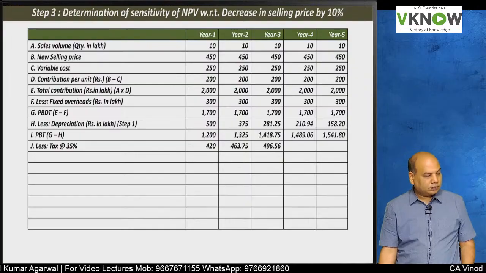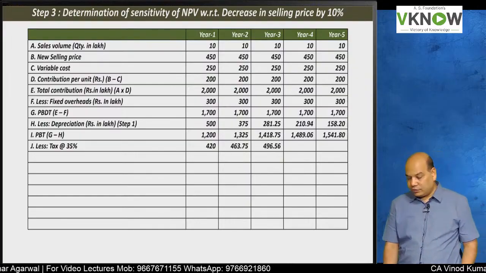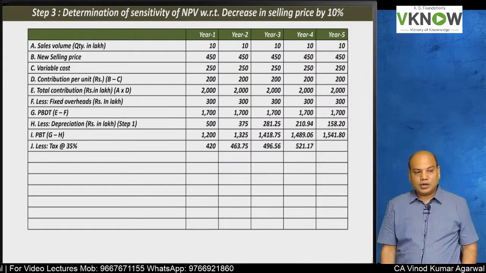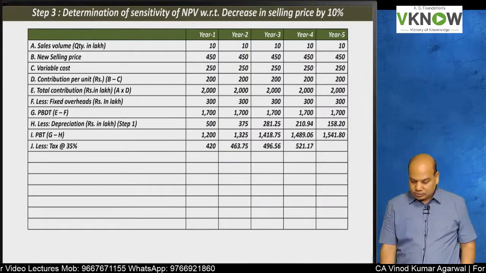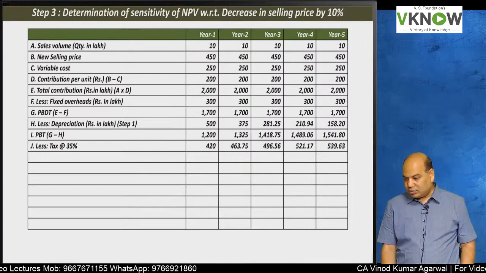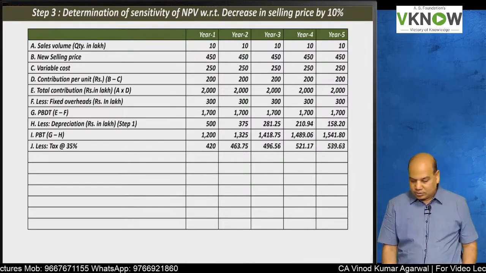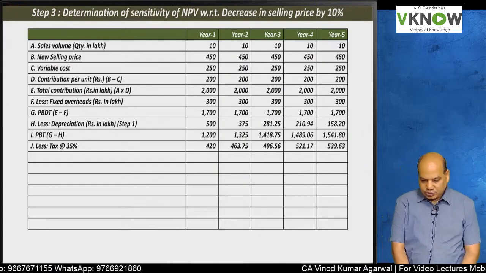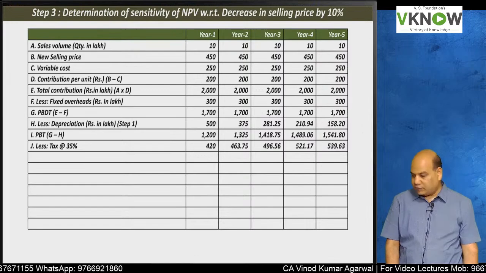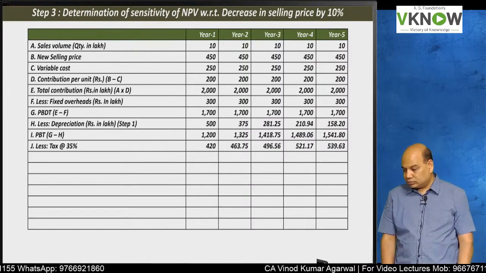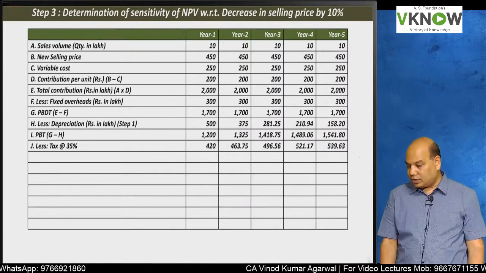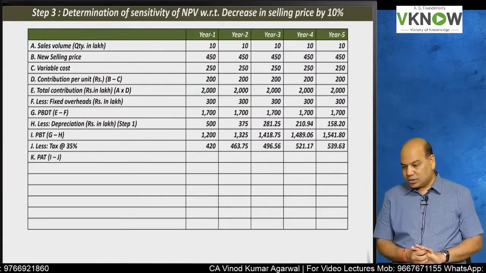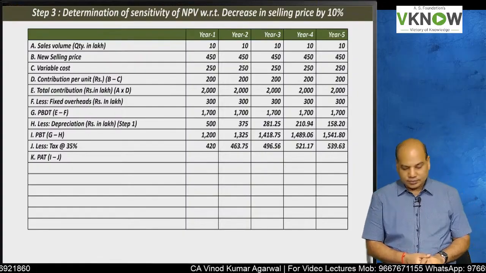Next one 496.56. Next one 521.17, and next one 539.63. Please confirm if it is right. Is the tax calculation right? Yes. Now write PAT.